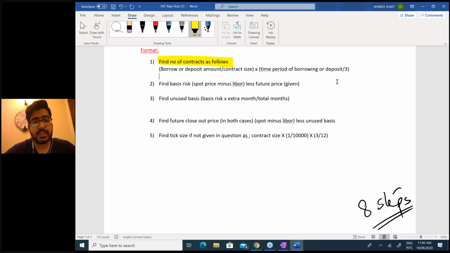Find number of contracts. It's borrow or deposit amount over contract size into time period of borrowing or deposit over 3. Then you need to find basis risk. It's spot price minus LIBOR less futures price, that would be given. Then you need to find unused basis, which is basis risk into extra months over total months. Then find future closeout price in both cases. What is this both cases?